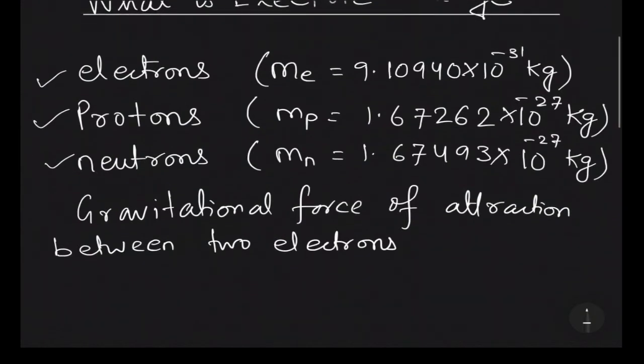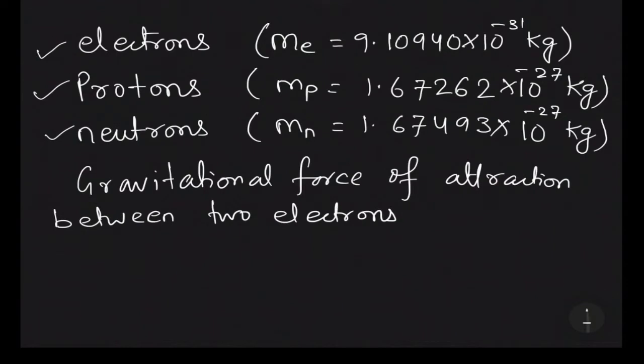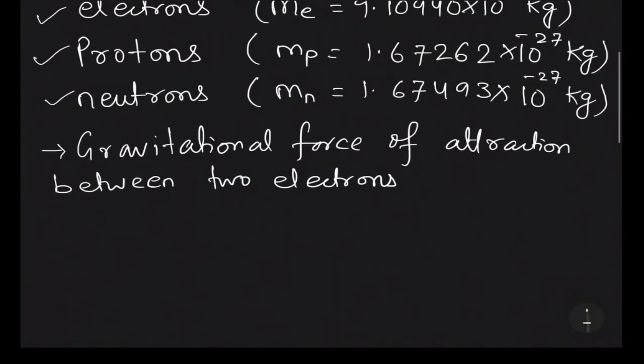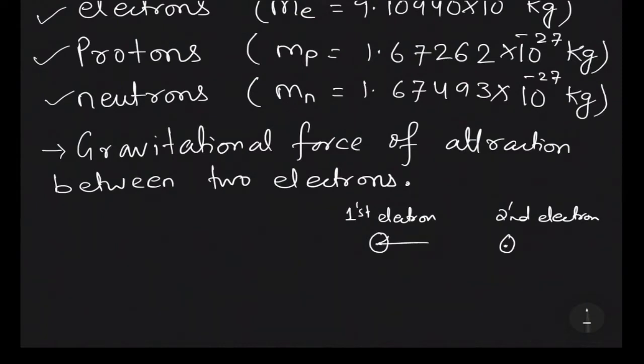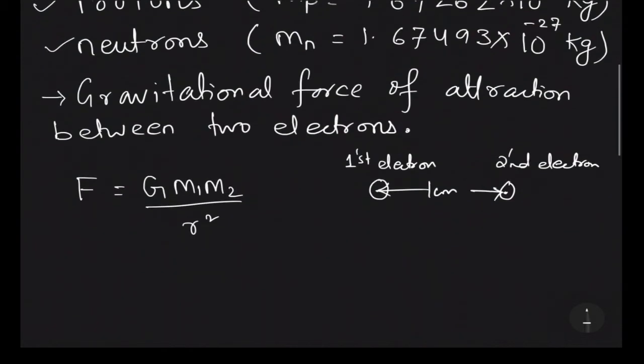Now see here, I am trying to calculate gravitational force of attraction between two electrons. So, I have two electrons here. This is my first electron and this is my second electron. Say they are situated at a distance of 1 centimeter apart. How much is the gravitational force acting between these two masses? We'll write here. This is the formula to calculate gravitational force. All of us know. Let us substitute the value.